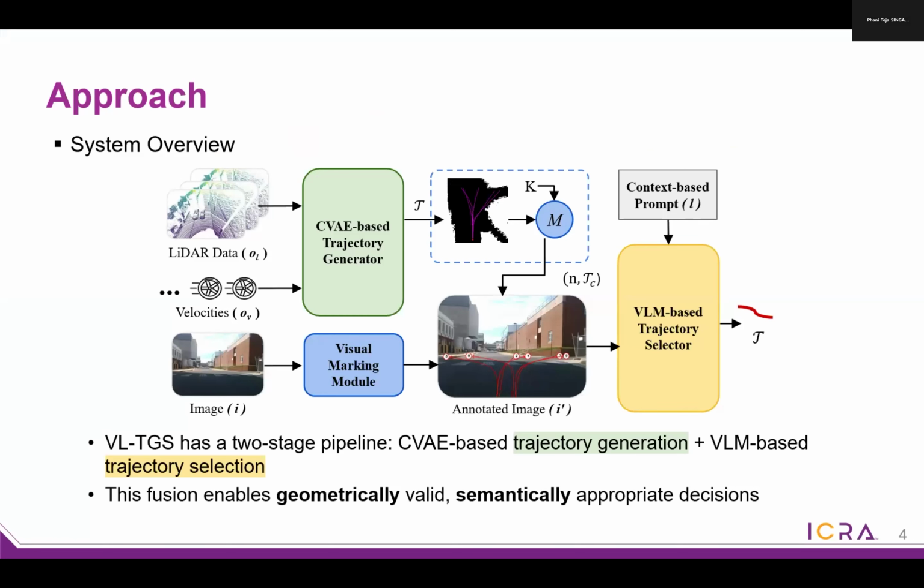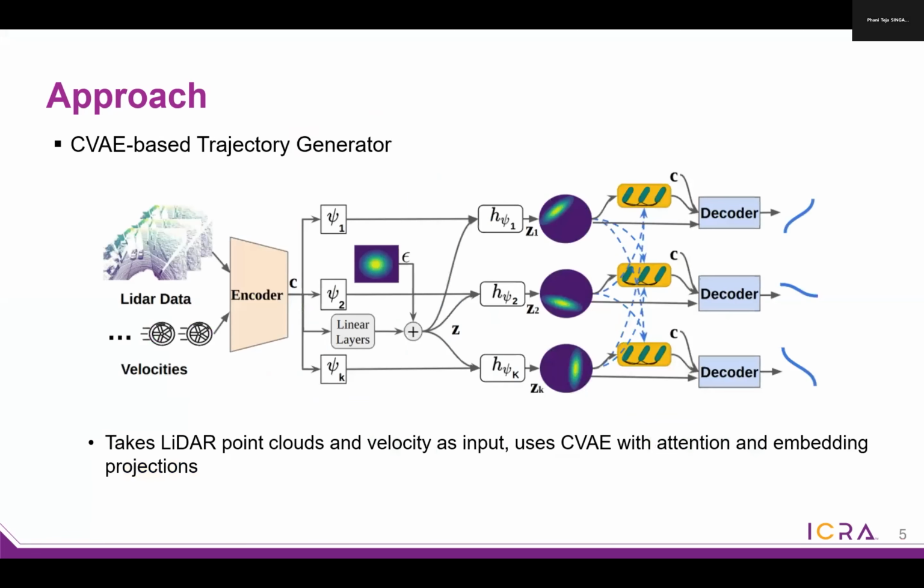VLTGS has two stages. First, generating the candidate trajectories with a conditional variational autoencoder using lidar and velocity. We mark those candidate trajectories onto the robot view image. And second, using the VLM, we select the best one by analyzing the image and understanding the context with a given prompt. This fusion enables our method to generate both geometrically and semantically feasible decisions.